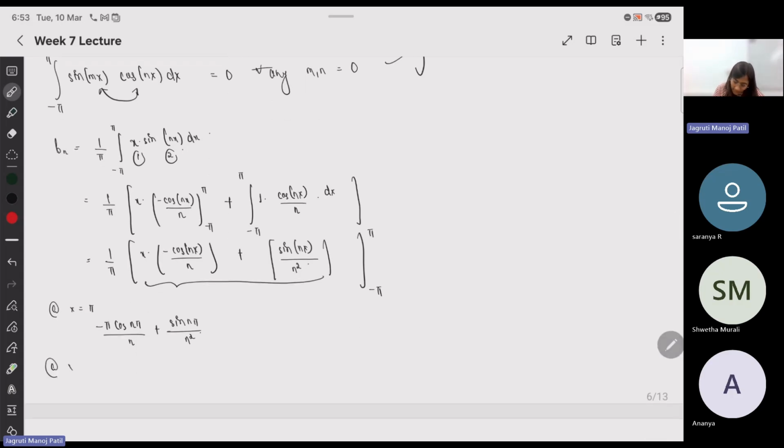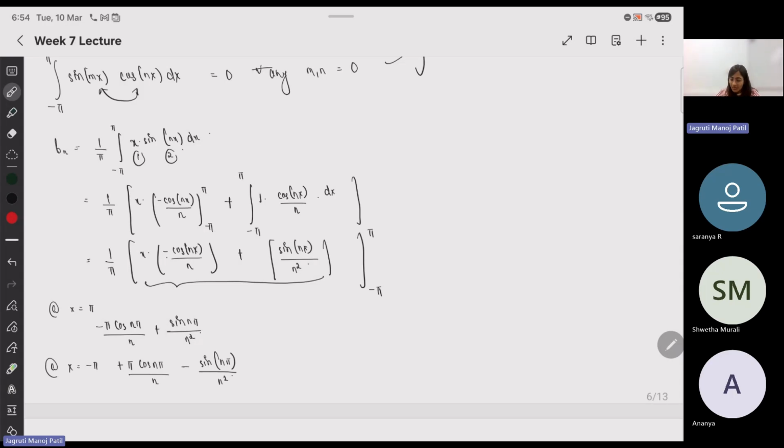Now for x equal to minus pi, if you insert x as minus pi and you have a minus sign also inside, that will become positive. So this is positive pi, and cos is an even function, so whether you insert cos of n pi or cos of minus n pi, it gives a positive sign. So that is pi cos of n pi by n, plus, and sine is an odd function, so you have sine of negative n pi as negative of sine n pi, by n square.